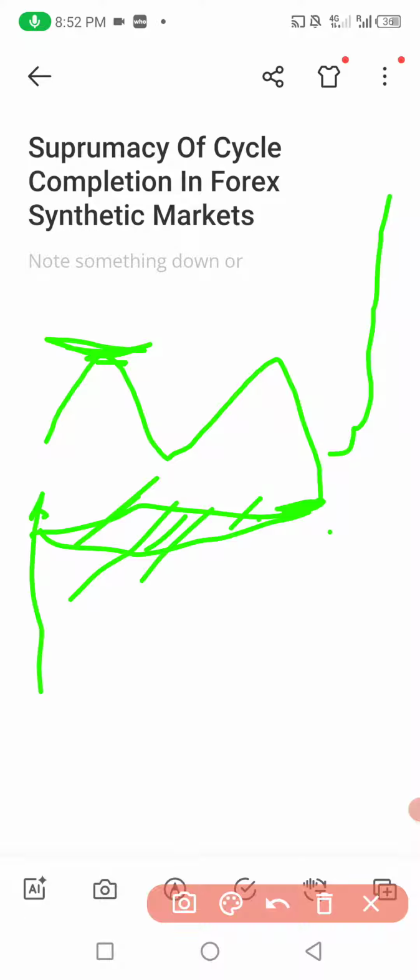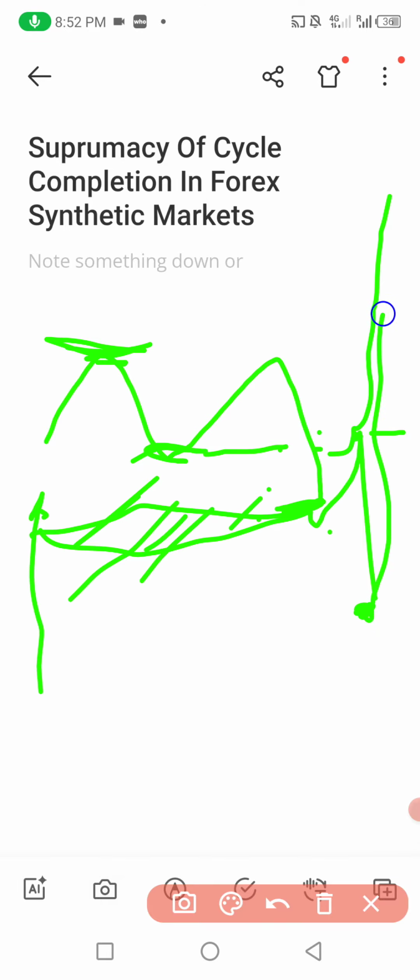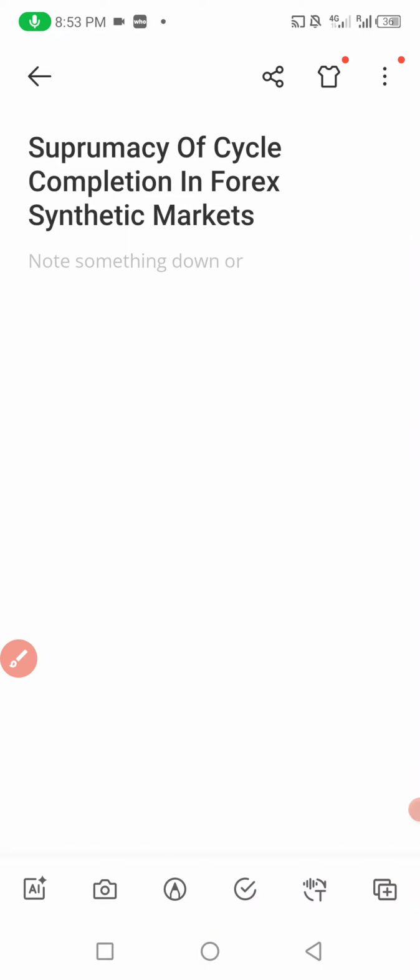So this low was taken out. So the market has to pull back, react, and drop. So that is completion of cycle. If it drops, whatever happens to this session will determine if we will get an upward action or a continuation of downward action. So I'm going to the practical to be able to explain these things right now.